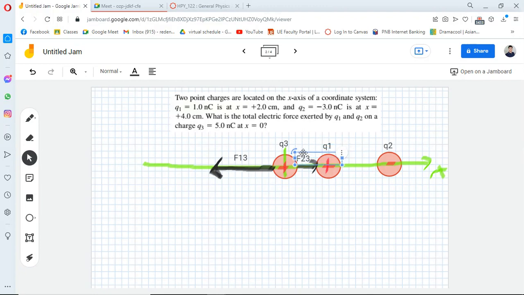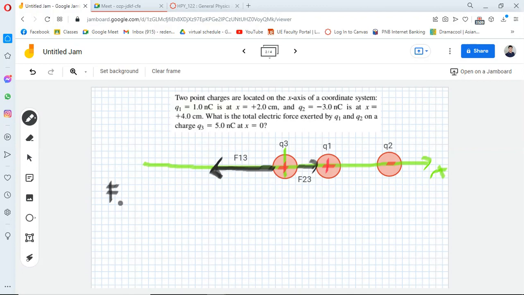Kung sino yung concern charge mo, siya yung nasa dulo na subscript. Okay, hindi mo kailangan malito. F23. Ngayon, ang tinatanong sa atin is the total electric force. Therefore, we need to get the vector sum of F13 and F23. Tama, no? But before we get the vector sum of F13 and F23, kailangan alam muna natin yung magnitude ni F13 at ni F23 using Coulombs law. Okay, using the Coulombs law.